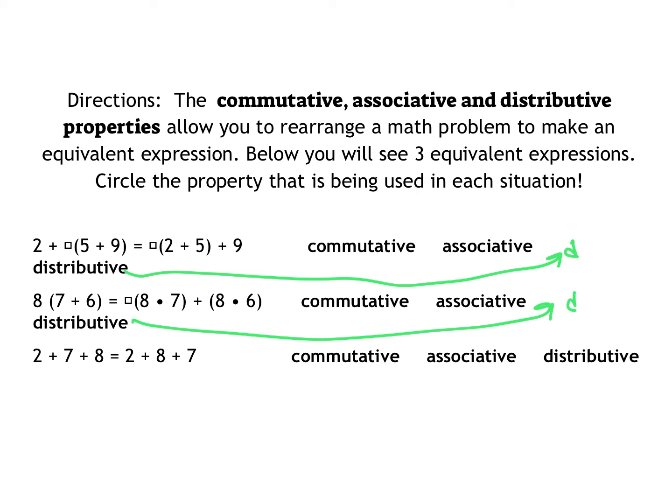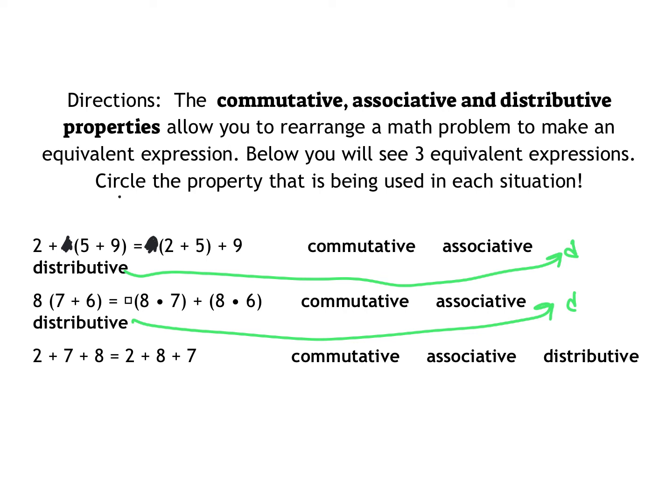So, this should say, actually, just ignore this little box that I don't know how it got there. But as long as that box is gone, it should say 2 plus the quantity of 5 plus 9. When I say the quantity, I just mean it's in parentheses. And then the quantity of 2 plus 5 plus 9.